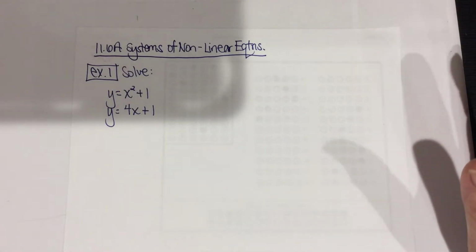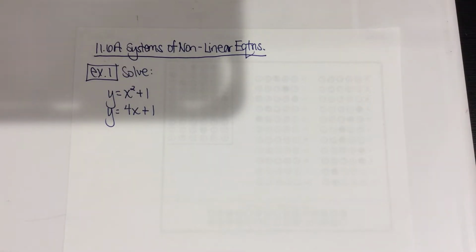Okay, so I decided to switch 11.5 and 11.6. 11.5 is the next section that we're supposed to cover, but it's a little bit more intricate. It's not bad, it's just a little bit more intricate, and 11.6 is really easy. This is the only example we have for 11.6a. So I decided to help ease us in.